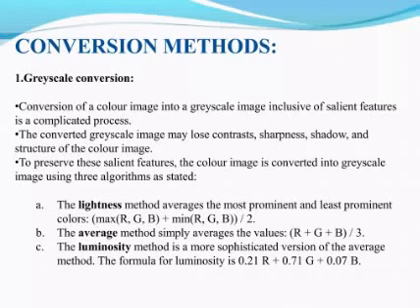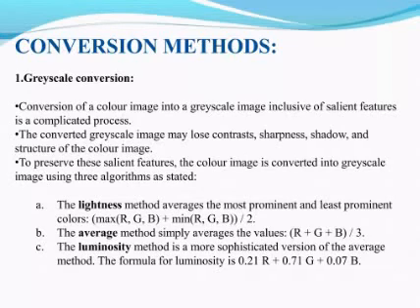Conversion methods. Grayscale conversion. Conversion of a color image into a grayscale image inclusive of salient features is a complicated process. The converted grayscale image may lose contrast, sharpness, shadow, and structure of the color image. To preserve these salient features, the color image is converted into a grayscale image using the algorithms as stated.